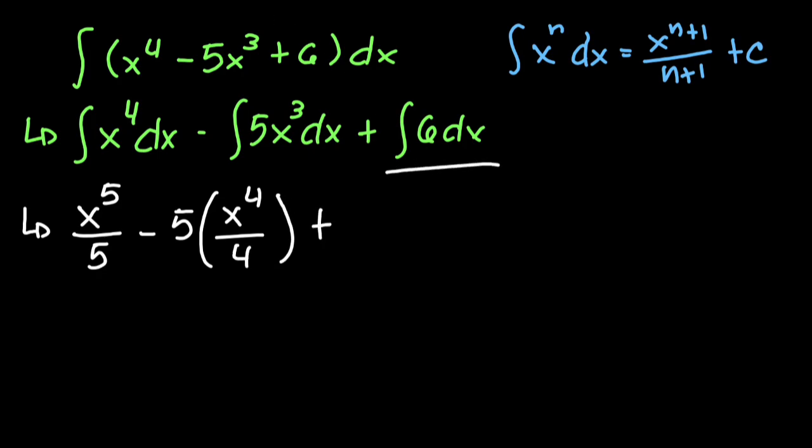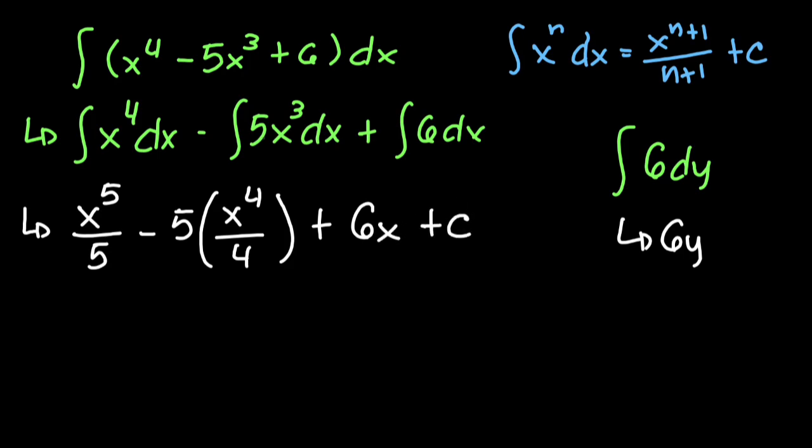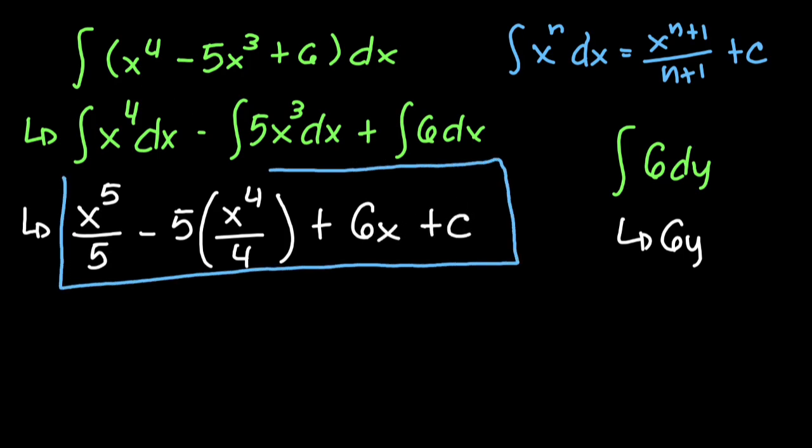If you have something like this, the integral of this would be just multiplying it by whatever variable it ends up with. For example, if you have an integral of 6 dy, this would be equal to 6y because its variable is y. But since in our case it is dx, this would be equal to 6x plus c.